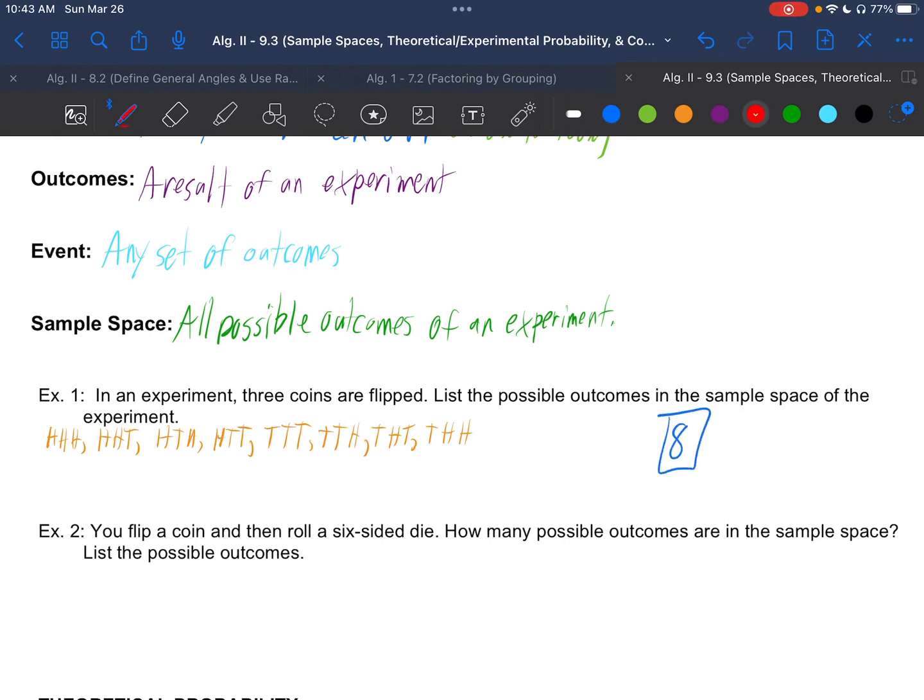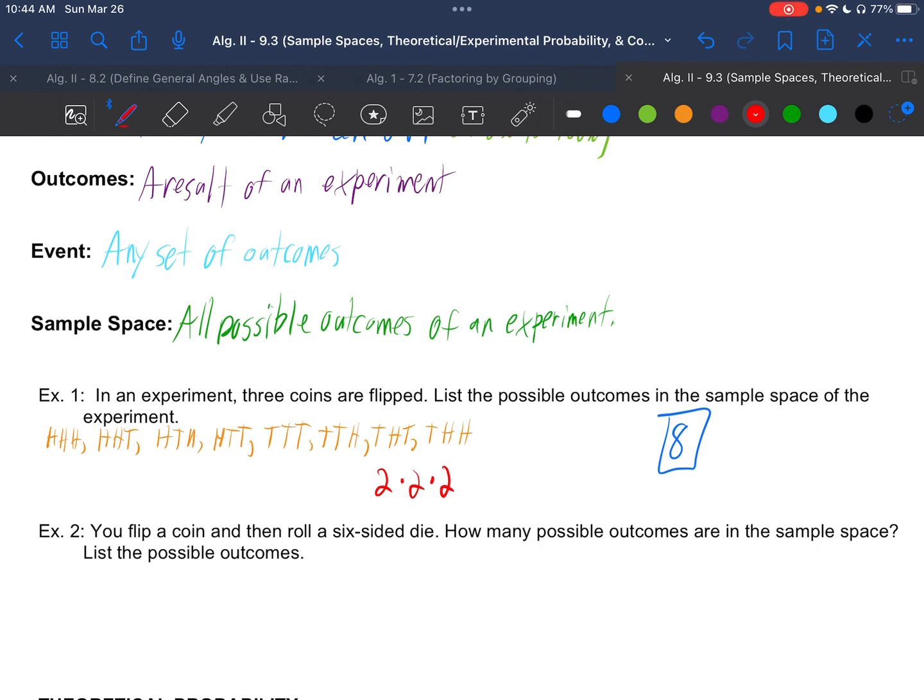And another way you can arrive at that is you can say you have 2 outcomes for the first one, heads or tails, times 2 for the second one, heads or tails, times 2 for the last coin, heads or tails. Just take 2 times 2 times 2, aka 2 to the third power, and you get 8. And once again, that's because you have 2 possible outcomes for each coin being flipped.